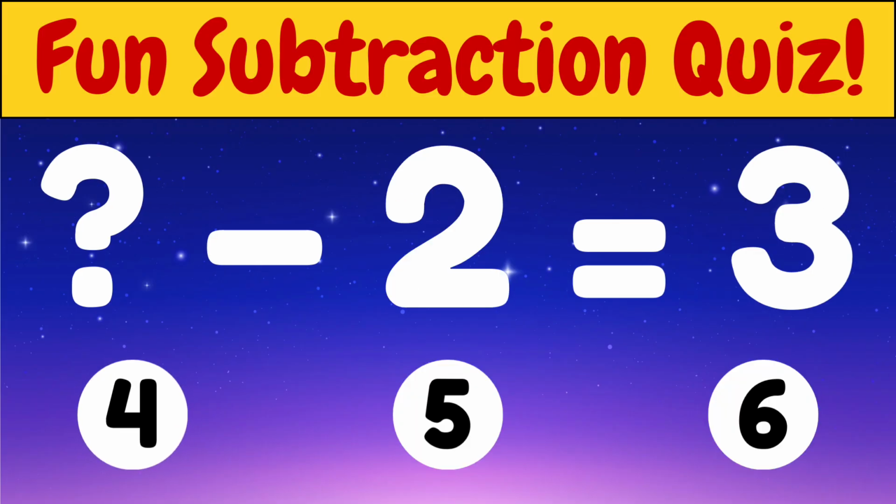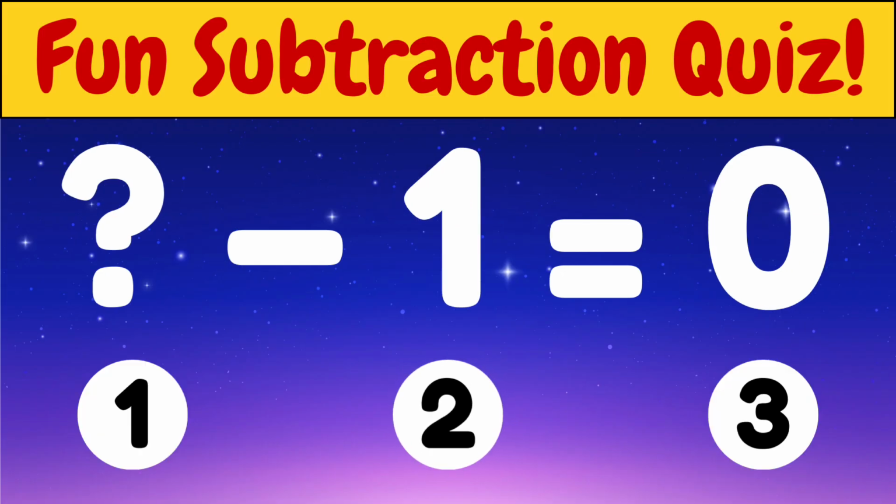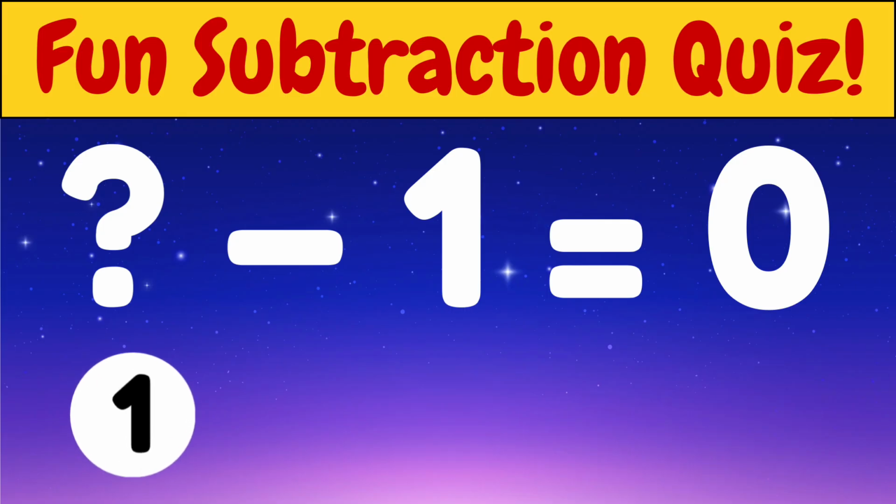Blank minus 2 equals 3. Let's find the right answer. The correct answer is 5. Blank minus 1 equals 0. Let's find the right answer. The correct answer is 1.